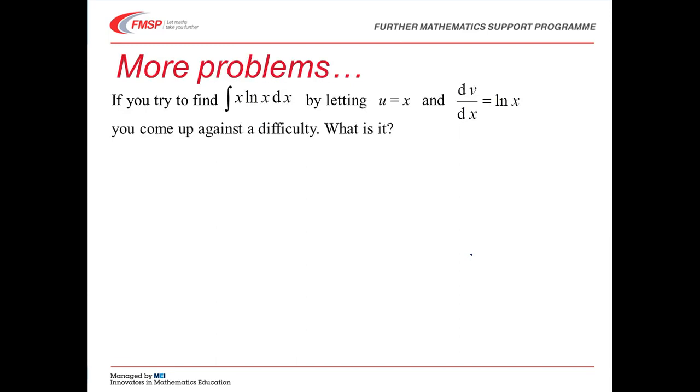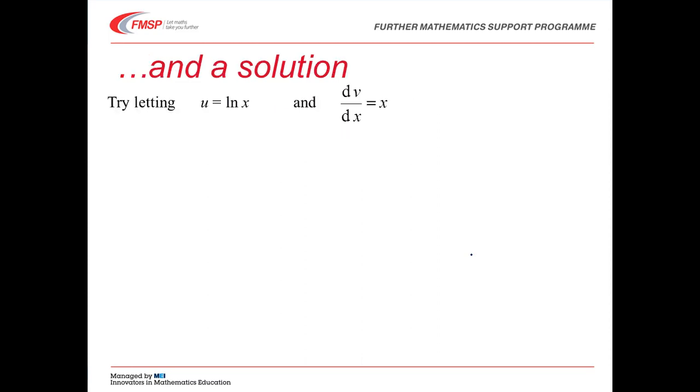Here's an example where it's quite quick to see which way to go. If you try putting dv by dx as log x, you immediately come across a difficulty. You can't integrate log x. Well, not yet. We'll look at it later in the video, in fact, but at the moment you can't, and when you do look at it later, it definitely gets worse, so we don't want to do that. So we'll try it the other way around.